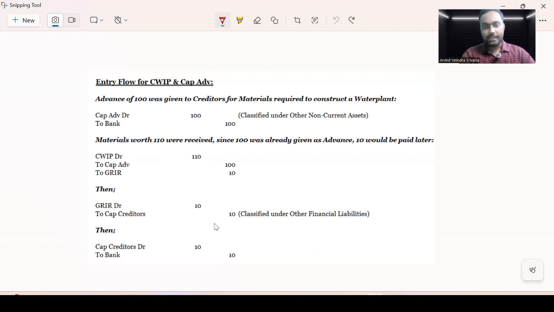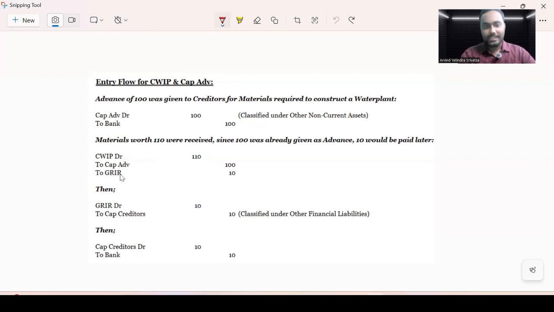So the 10 in relation to capital creditors would be classified under other financial liabilities. Why other financial liabilities, guys? Because you owe an amount to your capital creditors, which you need to settle in cash or cash equivalent. Hence, the same would be sitting under other financial liabilities. Then when you settle your capital creditors, you would pass the entry: capital creditors debit 10 to bank 10. I hope you understand this, guys, and I hope it's clear up till now.